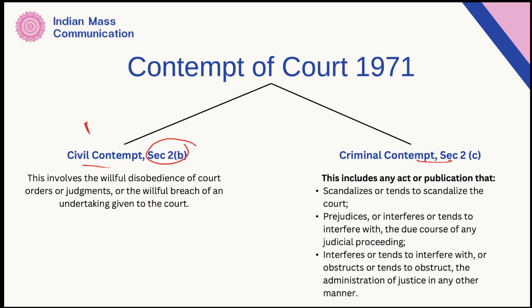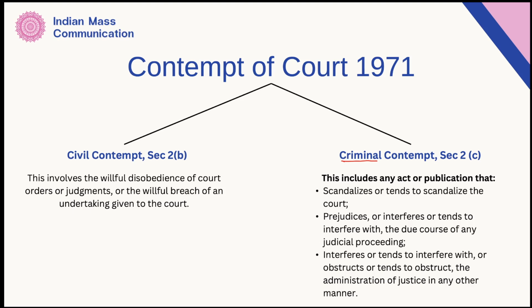If a journalist or a media organization still covers this matter, it becomes disobedience of the court. It involves willful disobedience of the court's orders or judgments, or the willful breach of an undertaking given to the court. Then the other is criminal contempt, which is mentioned in section 2(c) of the Contempt of Court Act 1971.